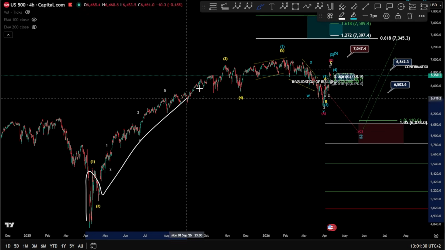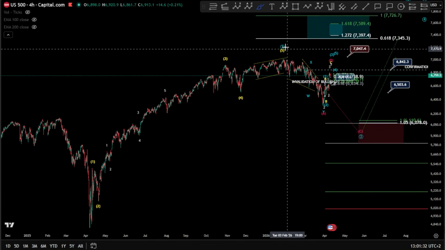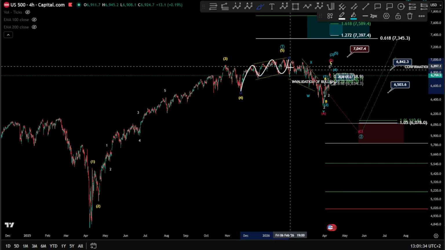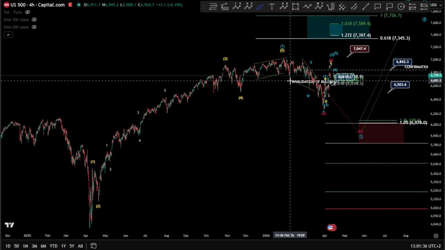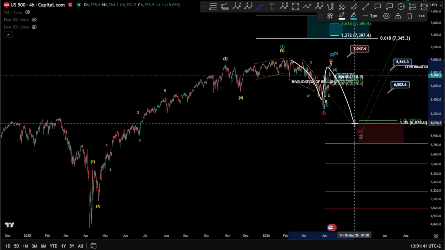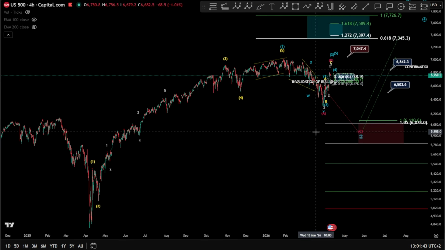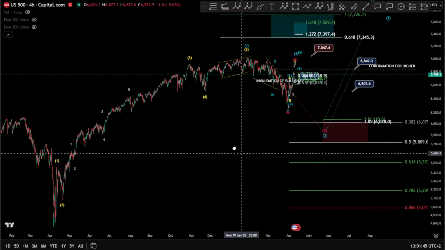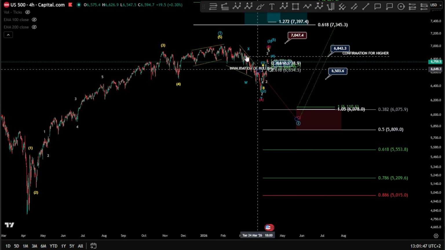So basically on SPX, we are looking at the same 1, 2, 3, 4, 5 wave 1, with 1, 2, 3, 4, and 5, of course an ending diagonal here, finished for a wave 1. And we are looking at the same ABC potential target for a 0.38 here for SPX, around $6,075.